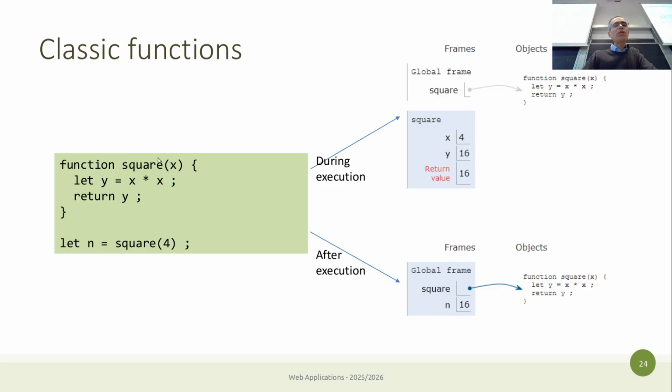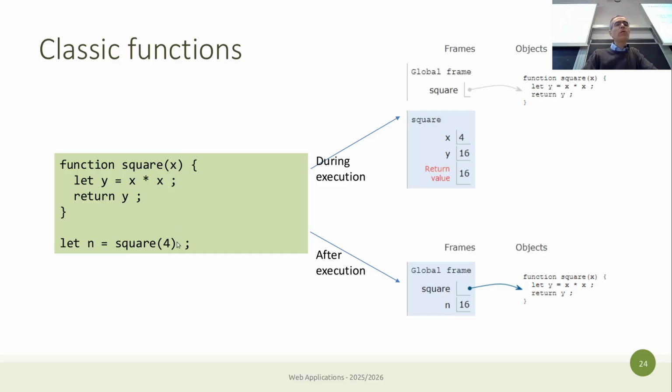So, classic functions, function square, very simple stuff, like a first-year university course. Let y equal x times x, return y, that makes the square of the number you pass. So let n = square(4), and n means 16, and that's all, okay? You call it with a name, as you do in other languages. I mean, the different thing is that you don't define a type for x.